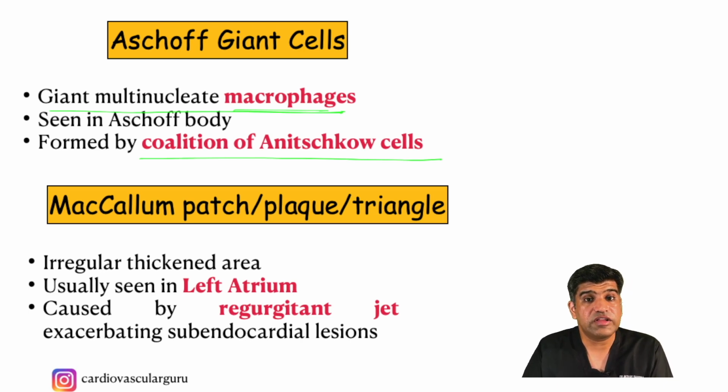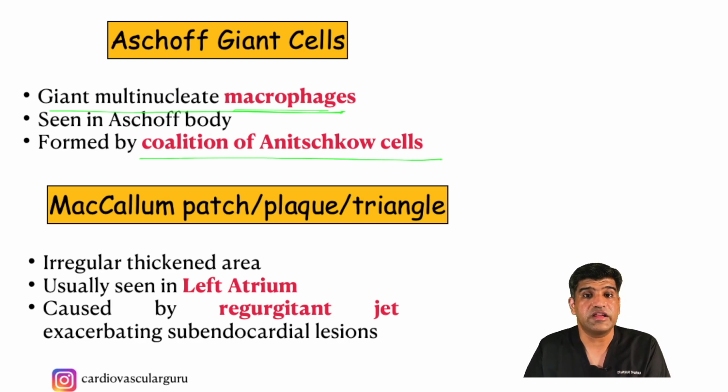These are irregular thickened areas. Mind you, McCallum patch is not a microscopic finding. This is a macroscopic finding. These are irregular thickened areas usually seen in the left atrium. And how are they caused?